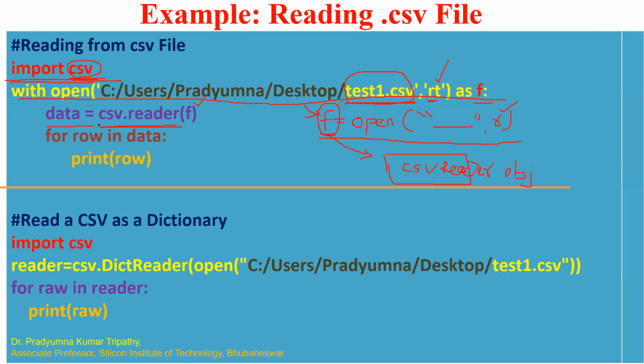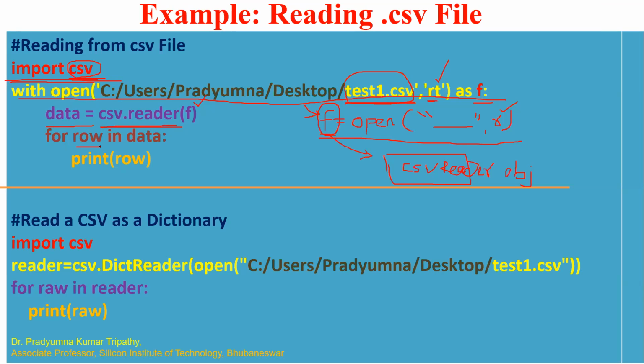I repeat it again. f is the file object. We are working with CSV reader, so we need to convert it into a CSV object. For that, we use csv.reader by passing the file object. So very simple: csv.reader, and in the brackets you pass the file object. Now it will be a CSV object. Correct? So it has converted the comma separated values into another format, the CSV format.